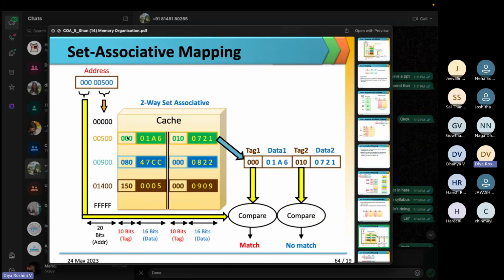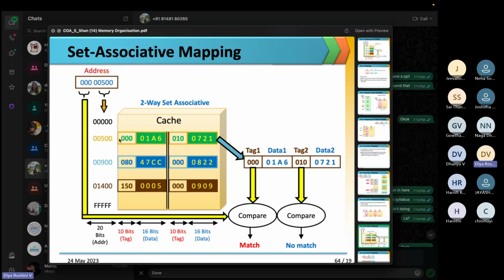Look at this. Now, the numbers are actually very confusing here, so try to make sense of everything. But basically, this is one set in the cache. It consists of two blocks. Can you see my cursor, guys? Yeah, it's visible. Okay.